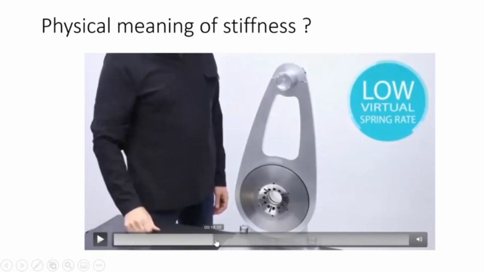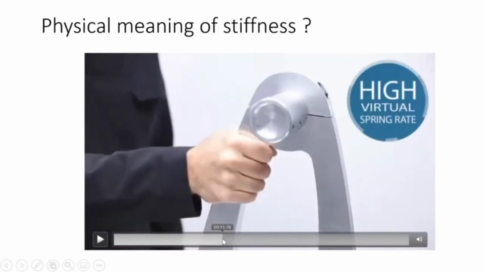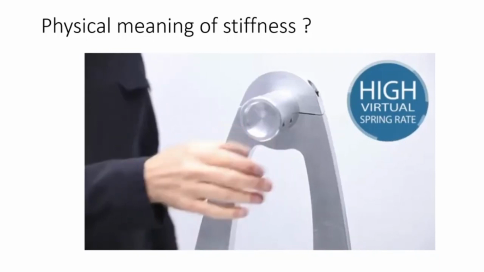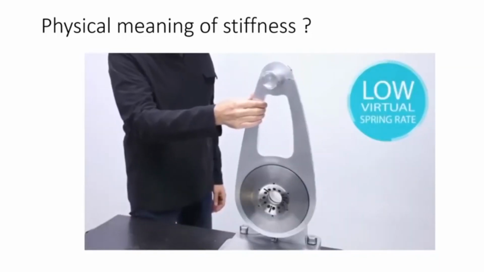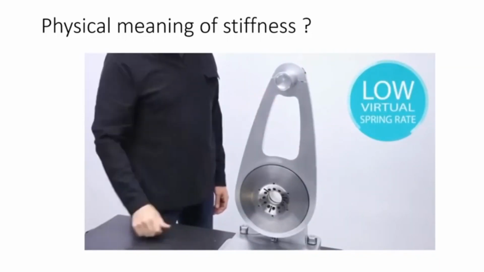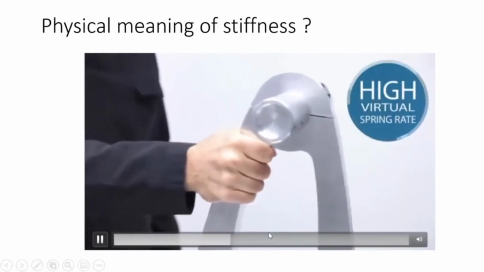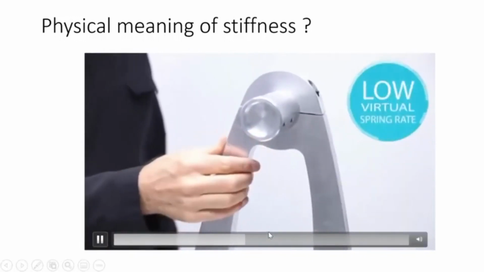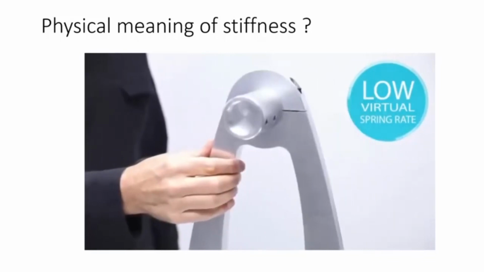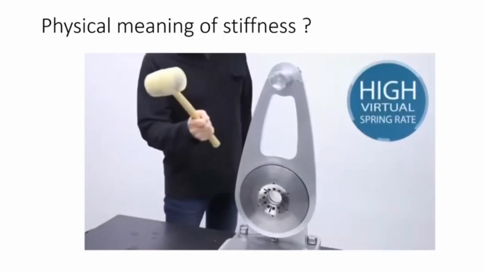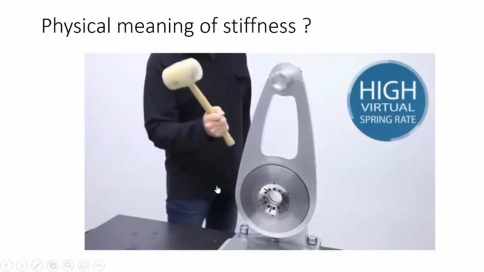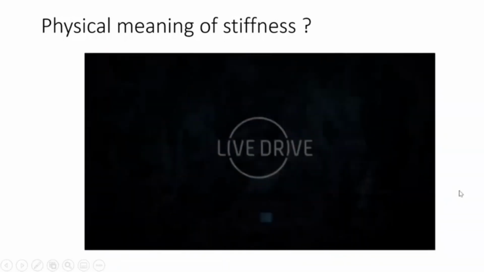Okay, now what about a spring rate? The rate at which you are moving, now this is a very high virtual spring rate, so it's behaving like a very strong spring, so it's very difficult to move. Then it is behaving like a very soft spring, and it is very easy to move. That means the rate at which you can move is very high. Impact force. Okay. Now this basically gives you an understanding of the physical meaning of spring constant.